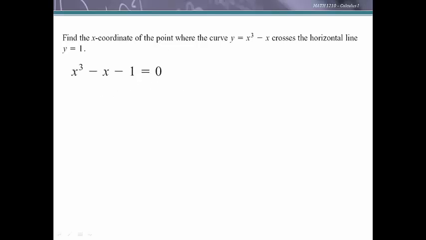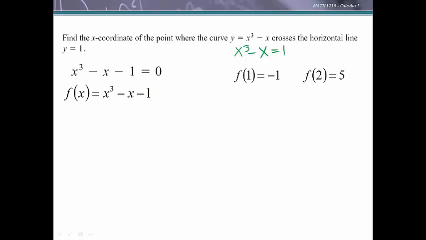First, we'd want to express f of x equaling 0, and what we were interested in was when x cubed minus x equaled 1, because that's where they crossed each other, so then we could move this over and have it look like this. Now we would need to figure out some values that may be close to the root. When we look at this function, if we put 1 in the function, we get out negative 1, and if we put 2 in the function, 8 minus 2 is 6, minus 1 is 5.